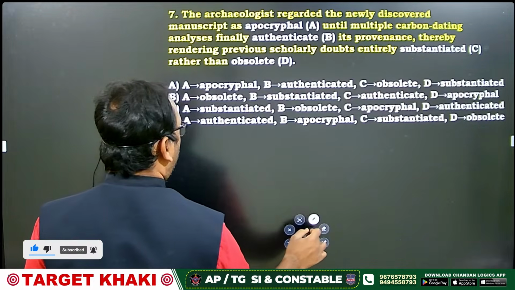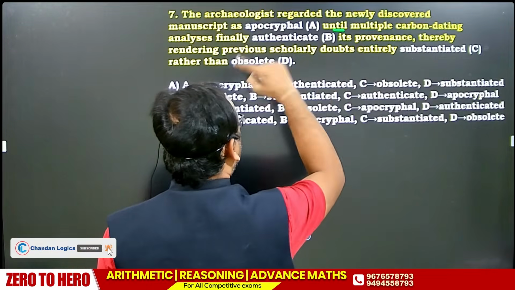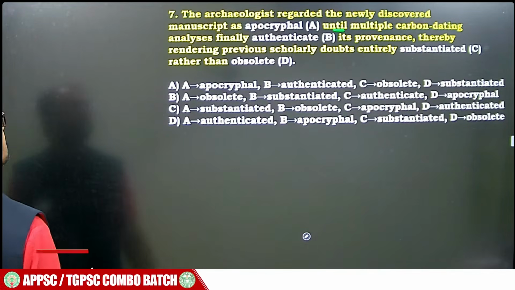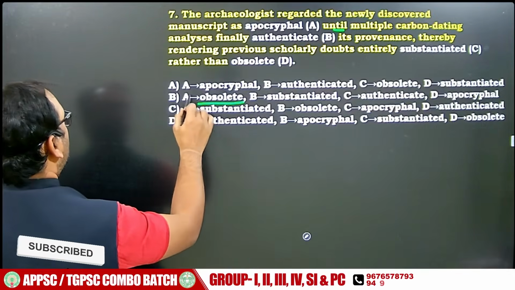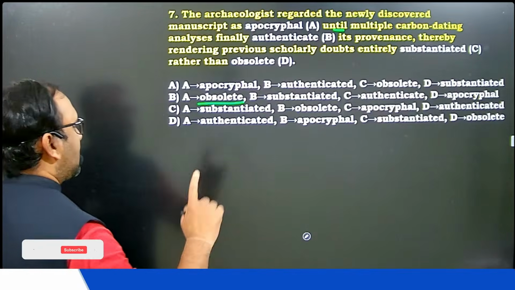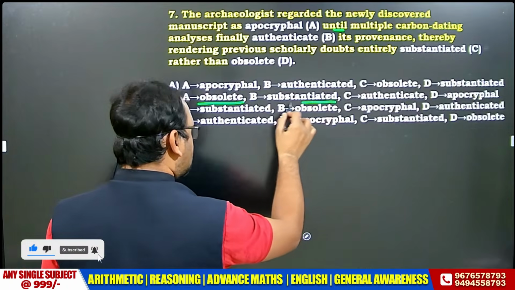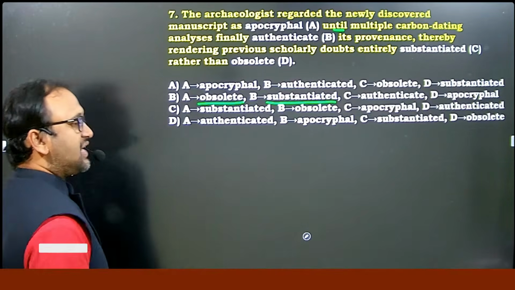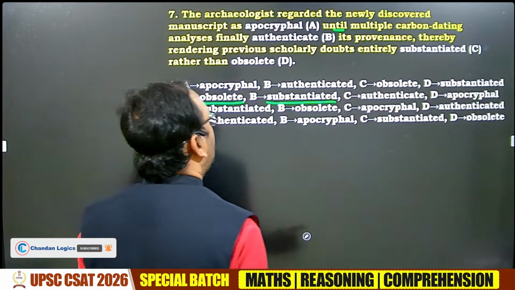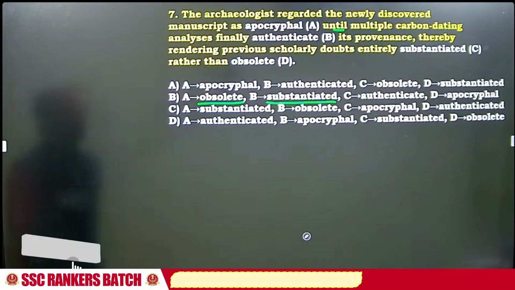Again, the same context here. Until came in, there should be some plus minus or minus plus. So the archaeologists regarded the newly discovered manuscript as obsolete. Obsolete means outdated, no use. Until some carbon dating analysis finally substantiated, which means support. Thereby rendering the previous scholarly doubts.